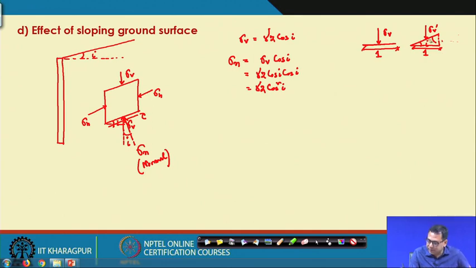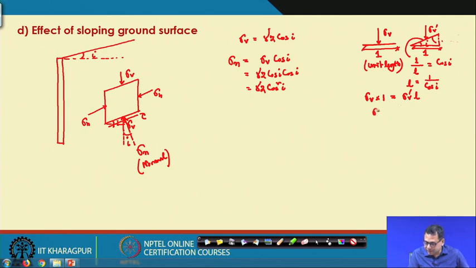Suppose we have a plane. Then the length of this plane will be how much, if this one is 1 unit length? Then this one will be 1 divided by cos i, where L is the length of the plane, so L is 1 divided by cos i. Now we are applying the same force, so I can write sigma v into unit length is equal to sigma v dash into L.